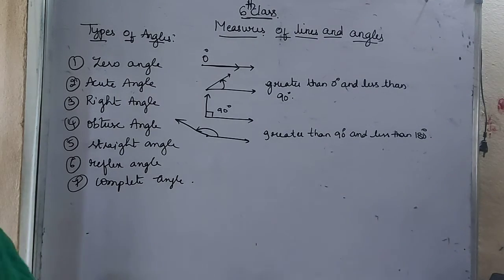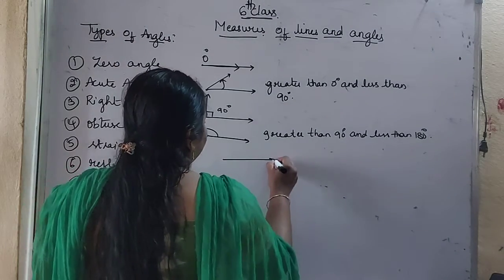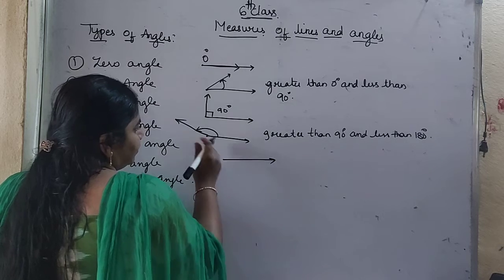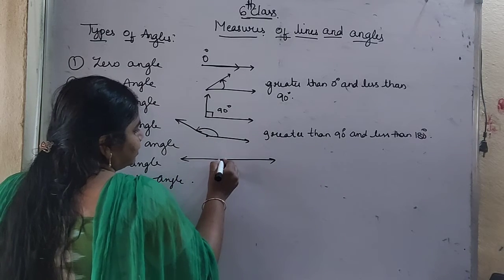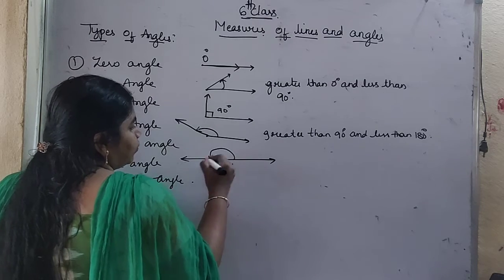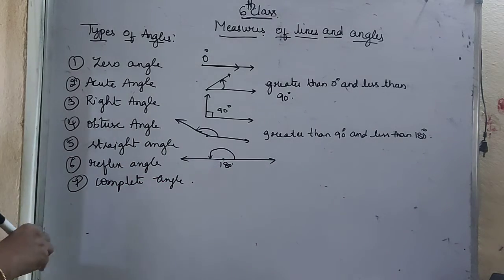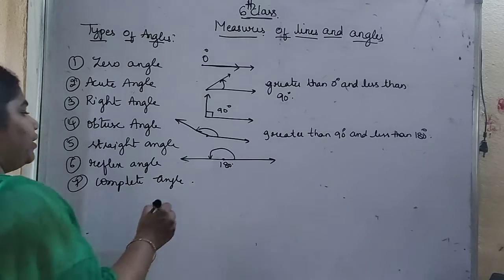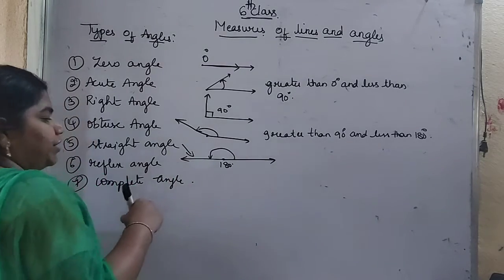And what do you mean by straight angle? One fixed ray is this and this ray has moved straight like this. From here it came to this side. So that is equal to 180 degrees. 180 degrees is nothing but a straight angle. So what is this? Straight angle.